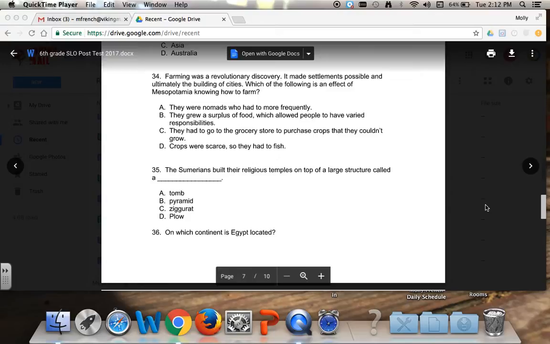Number 35. The Sumerians built the religious temples on top of the large structure called A. Tomb. B. Pyramid. C. Ziggurat. Or D. Plow.